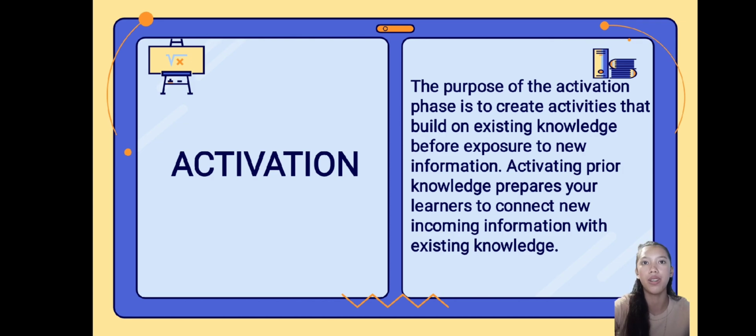The purpose of the activation phase is to create activities that build on existing knowledge before exposure to new information. Activating prior knowledge prepares your learners to connect new incoming information with existing knowledge. So when we say activation, first, it activates the learners' existing knowledge in the topic, drawing on memory of an experience. So they can relate to the topic.